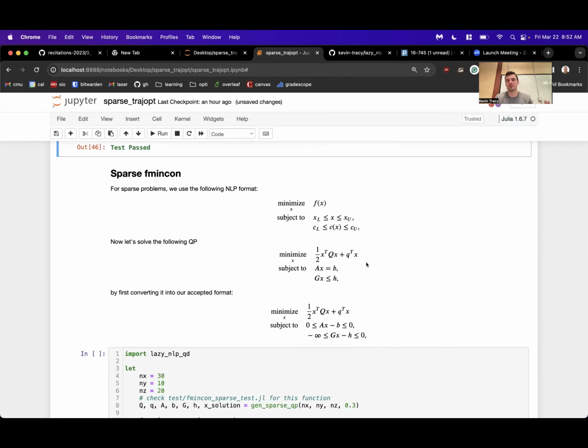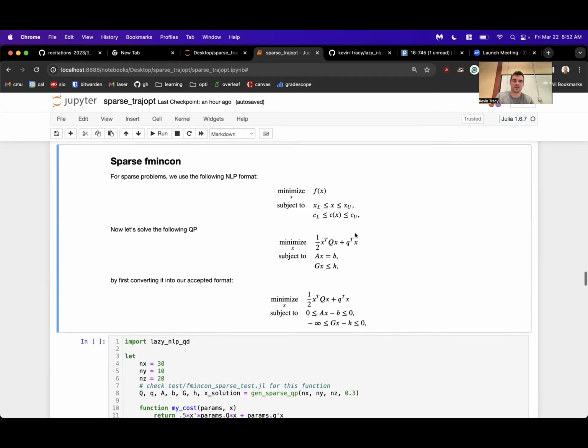So now let's do a sparse fmincon, and this is, I guess, what you'll be using. So now let's use a different NLP format. Let's say that I just want to constrain X to be within XL and XU. And then my inequality constraint is just between CL, CU. So what does this mean? How is this different? There's no specific equality constraint function now. All I'm saying is that if I want to make those things equality constraints, I will just make CL and CU equal to the same value.